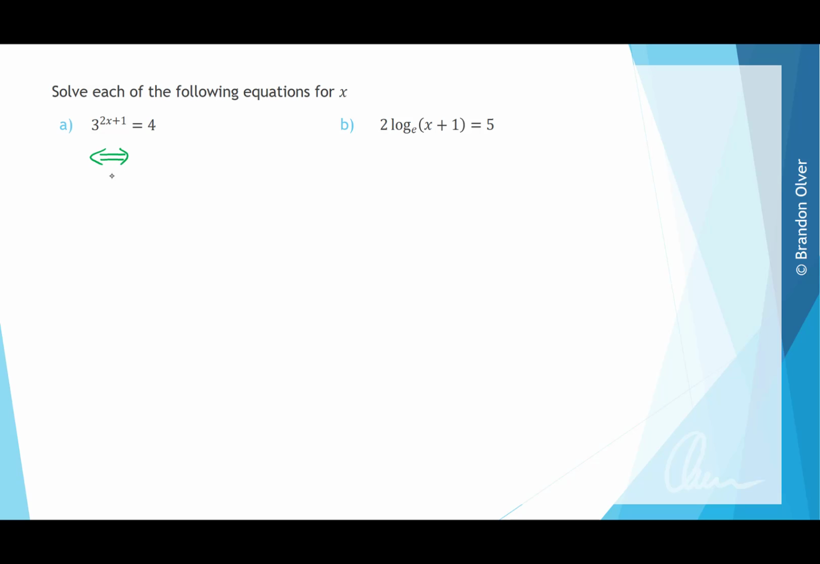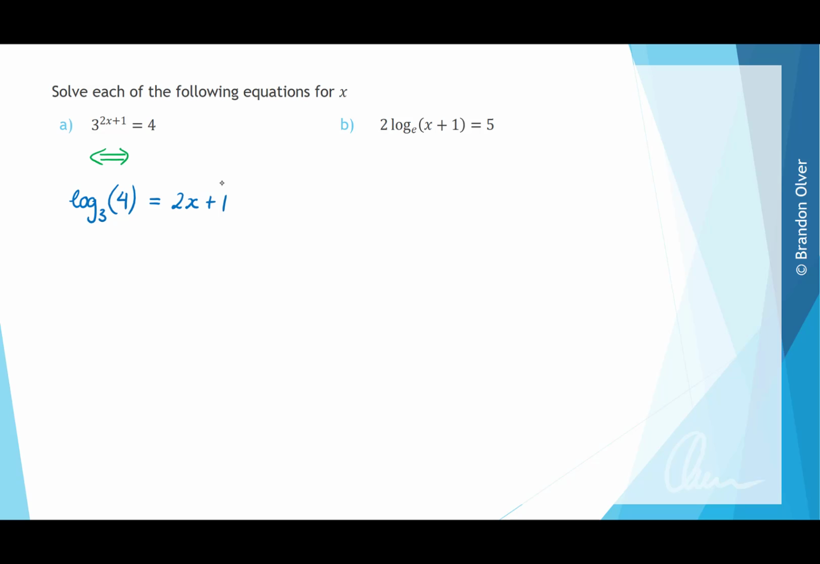using this symbol here. So our equivalent log statement is going to be log, and the base of 3 stays as 3. And then we have our answer becomes the part inside the log, and that is going to equal the 2x plus 1, which was the power.